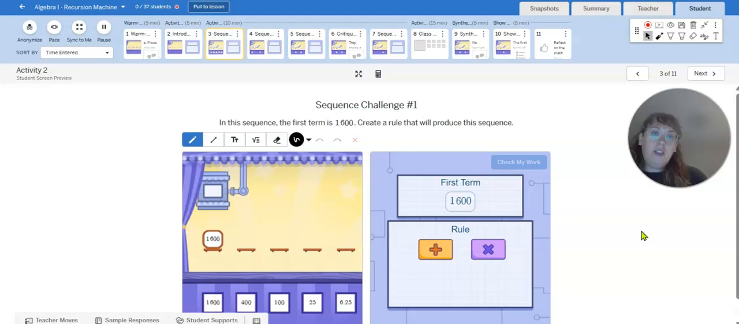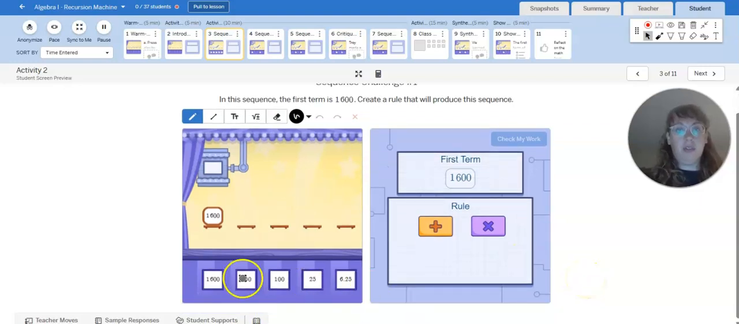Okay, so sequence challenge number 1 says, in this sequence, the first term is 1600. Create a rule that will produce this sequence below. So we're going from 1600 to 400, and then 400 to 100. So it's definitely not subtraction, right? Because we would subtract 1200 to get to 400, and then we only subtract 300 to get to 100. So subtraction is not the same. So it has to be constant ratio.